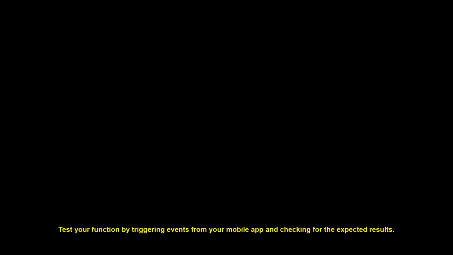Test your function by triggering events from your mobile app and checking for the expected results. Additionally, monitor the performance and logs of your Cloud Functions via the Firebase console. This ensures that your triggers are functioning as intended and helps in troubleshooting if needed. You have now successfully set up Cloud Functions triggers for your mobile app.